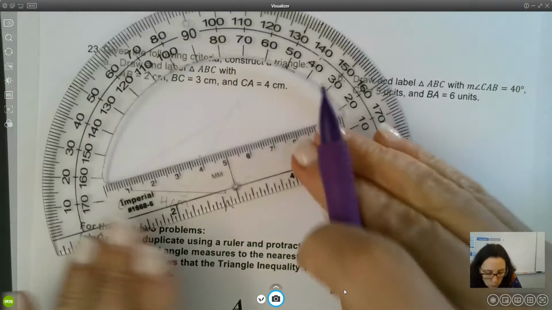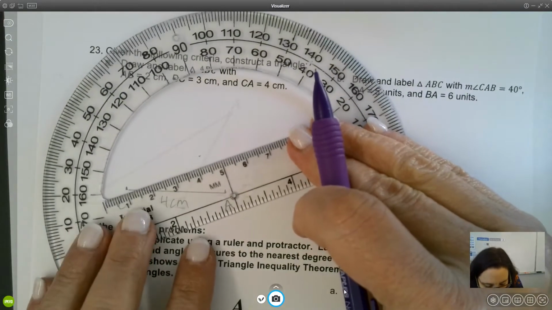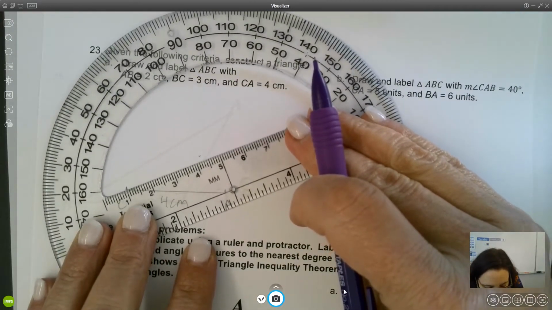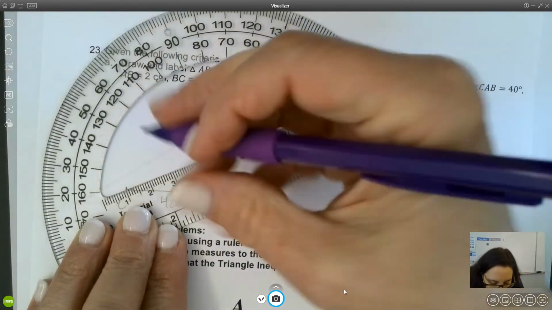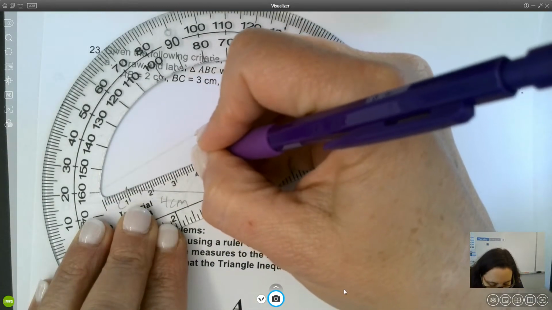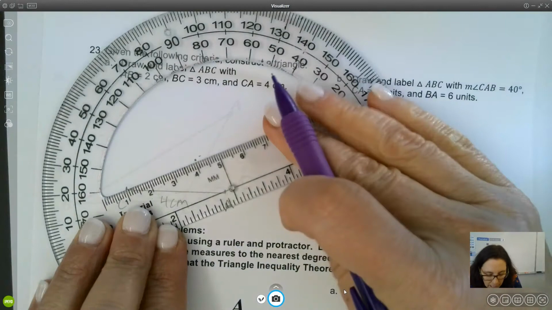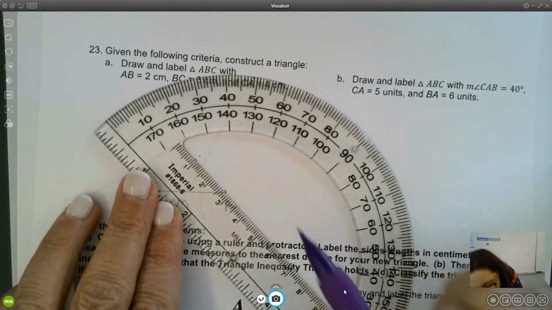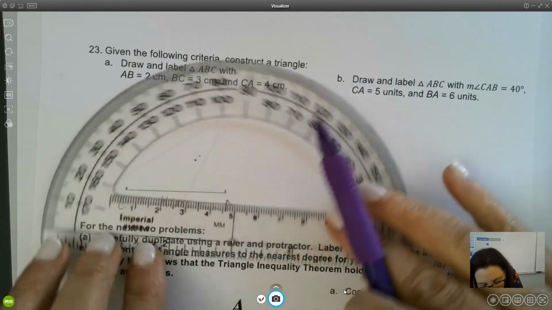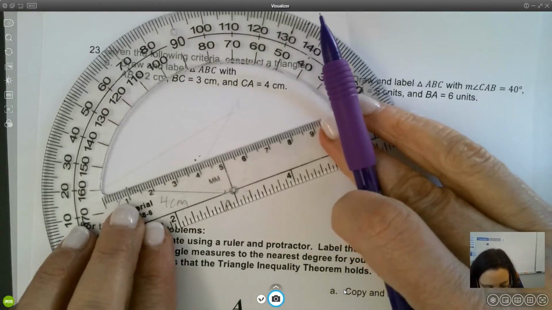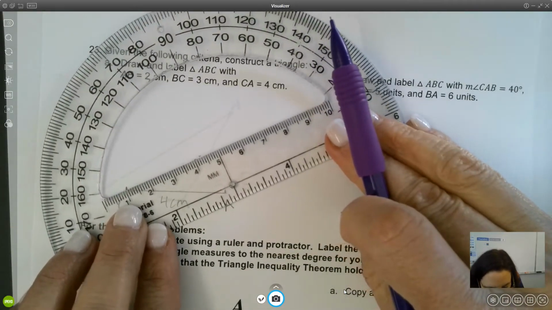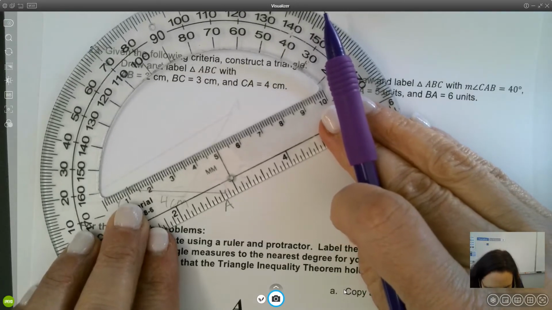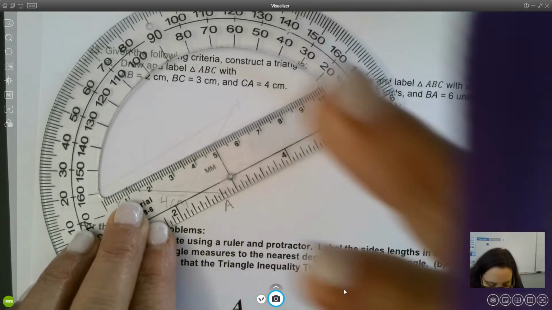Okay, let's see if that works. So again, I'm going to start at 1, and if I need 3, I'm going to mark 4, if that makes sense. That's 3 centimeters. Okay, and then I need to make sure that this is 2. So it would be 2 to 3, and it's not. Okay, so I need to go up a little bit. So I'm just kind of playing around with where I'm putting that 4. Let me put it right here.